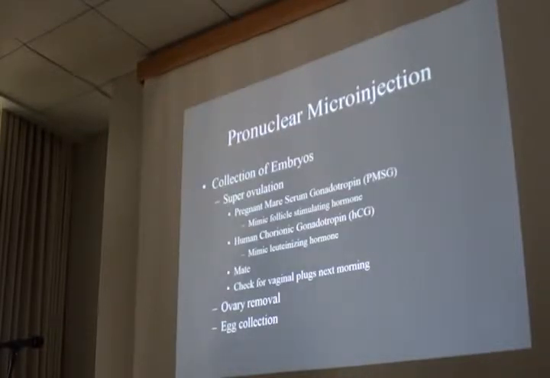So what is pronuclear injection? So we superovulate the females, and we do that with pregnant mare serum gonadotropin, and that mimics follicle stimulating hormone. And then about 46 hours later, you hit them with HCG, which mimics luteinizing hormone and triggers ovulation at a specific time. And at that point, we can collect the eggs the next morning when they're at the right stage, and they're fertilized but not two-cell.